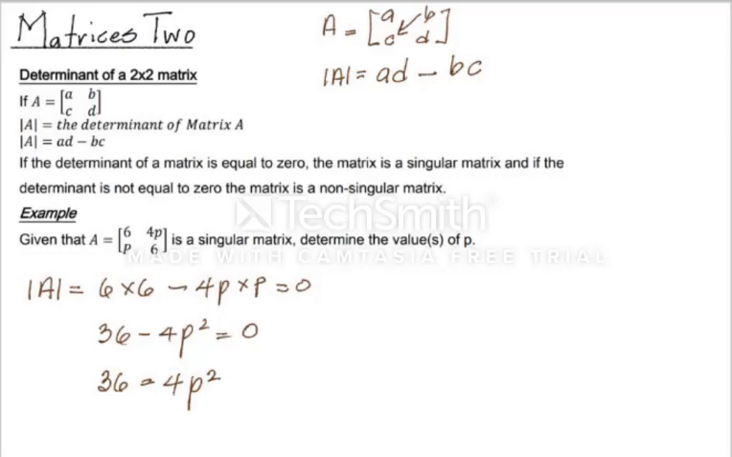Negative 4p squared goes over and becomes positive. If I divide both sides of the equation by 4, I get p squared is equal to 9. The opposite of square is square root, so p would be equal to the square root of 9. P would be equal to positive or negative 3. So if the matrix A is singular, the value of P is either positive 3 or negative 3.